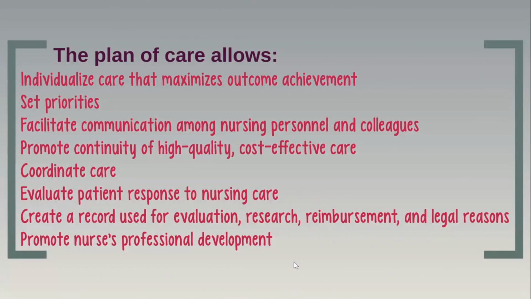So what does a plan of care allow us to do? We need to individualize care that maximizes outcome achievement. Each patient should have an individualized plan of care. Even though patients might have the same diagnosis, they might have different responses to that diagnosis. So two patients may be diagnosed with the same type of cancer, but they might have different needs and individualized care that's required for each of them to meet their goals. We want to set priorities, which we've talked about a little bit, and I'll talk to you guys about that a little bit more further down in the presentation.